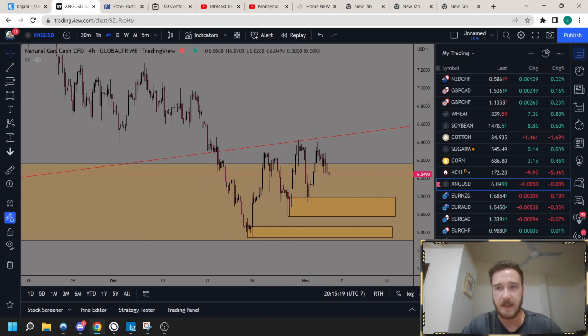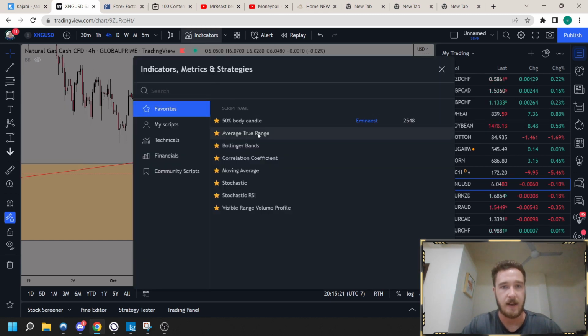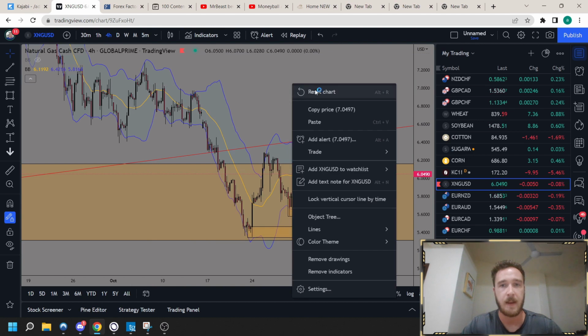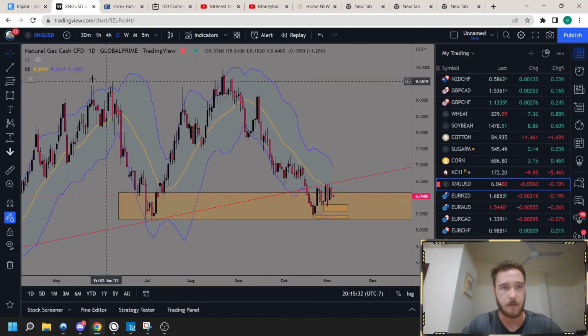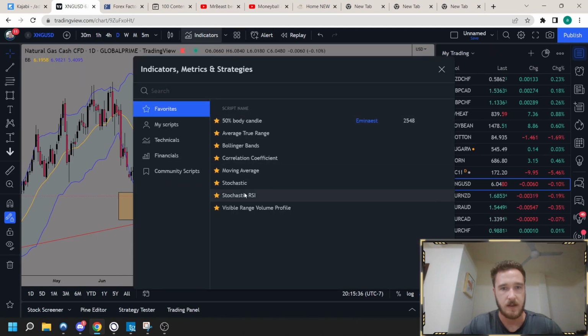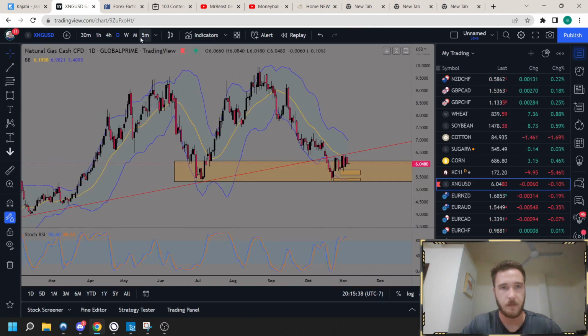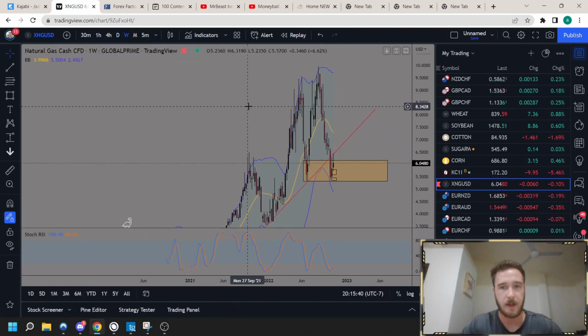Now, if you don't trade like this, that's fine. We can look at indicators. You might say, hey, I want to time it with indicators, Bollinger Bands, or Stochastics RSI. That's totally fine. We look at, say, the daily time frame. Where is Stochastics? Bollinger Bands, remove that. Stochastics. Go to the weekly time frame.